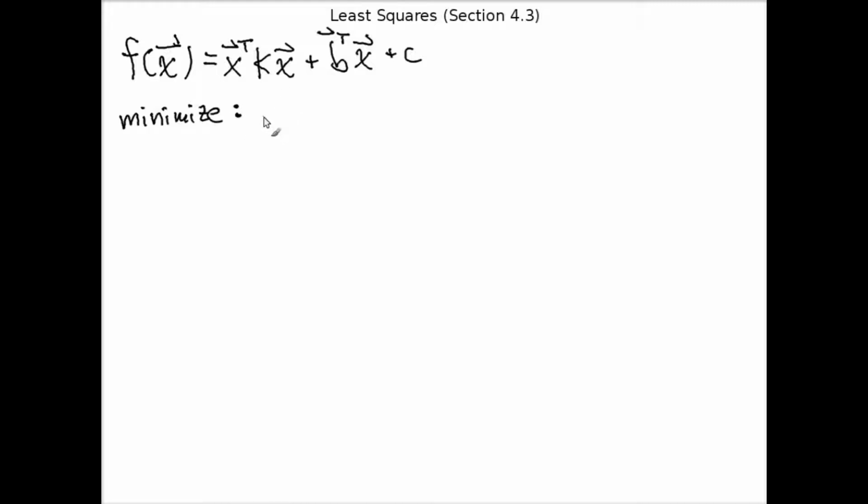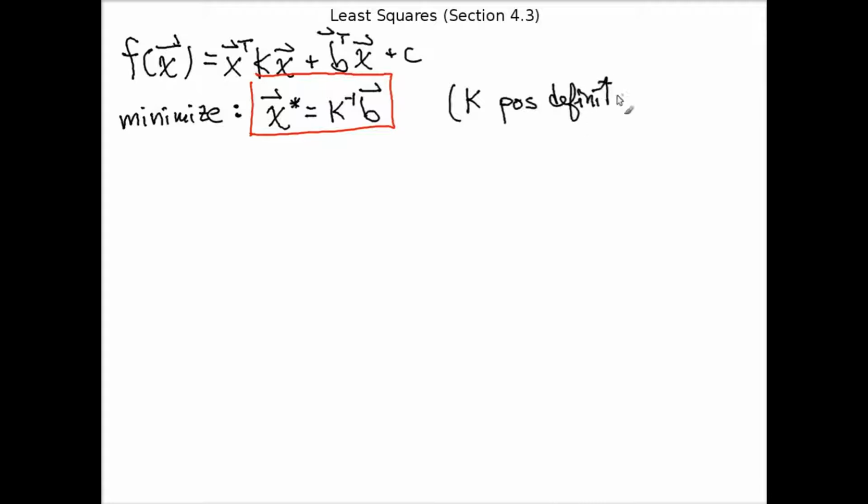And we saw that the minimum is the value x star, which is equal to K inverse applied to the vector b. And that is, of course, provided that the inverse exists, which is to say K is positive definite. Well, it has to be positive semi-definite for any minimum to exist, and then the inverse requires the definite condition. And now we're going to give an important application of this, which is called least squares.